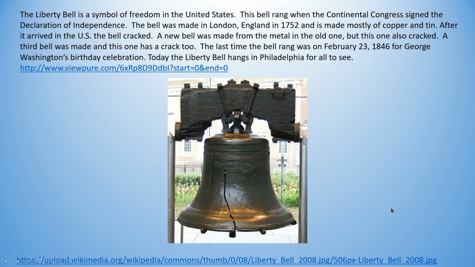Here is another symbol, the Liberty Bell. It is a symbol of freedom in the United States. This bell rang when the Continental Congress signed the Declaration of Independence. The bell was made in London, England in 1752, a long time ago. It is made mostly of copper and tin.